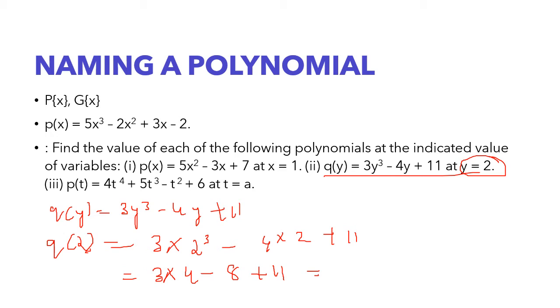which is like 3 into 4 minus 8 plus 11. Oh, it's 2 cube actually, so it would be 8 here. 3 into 8 is 24, 4 into 2 is 8, plus 11, which would be equal to 24 minus 8, which is equal to 16 plus 11, which is equal to 27.